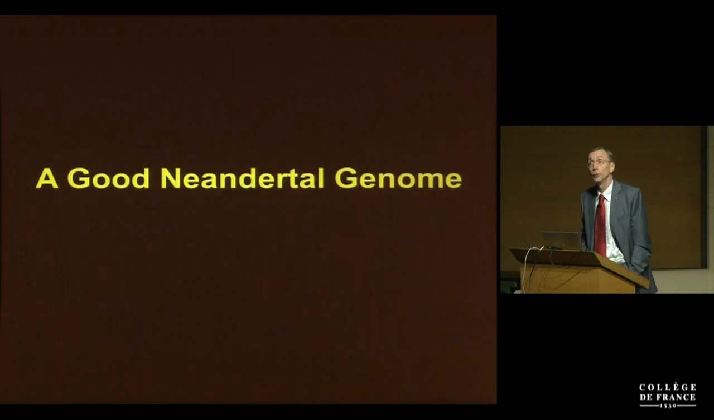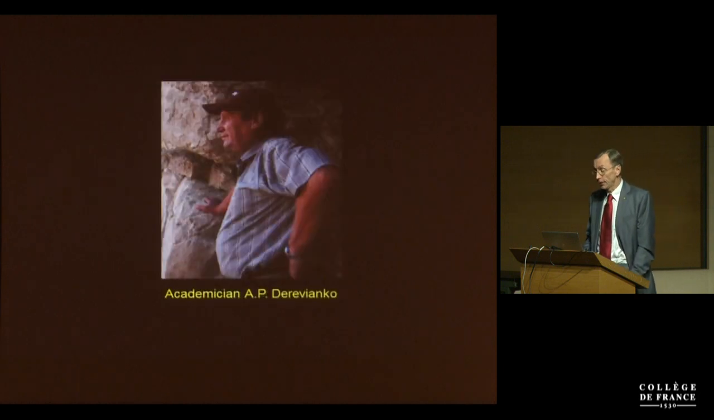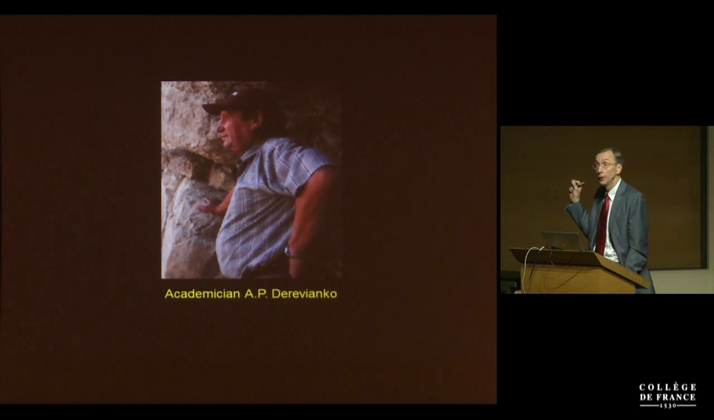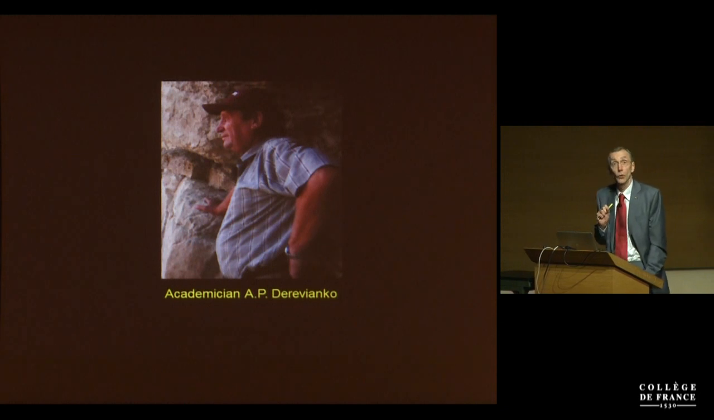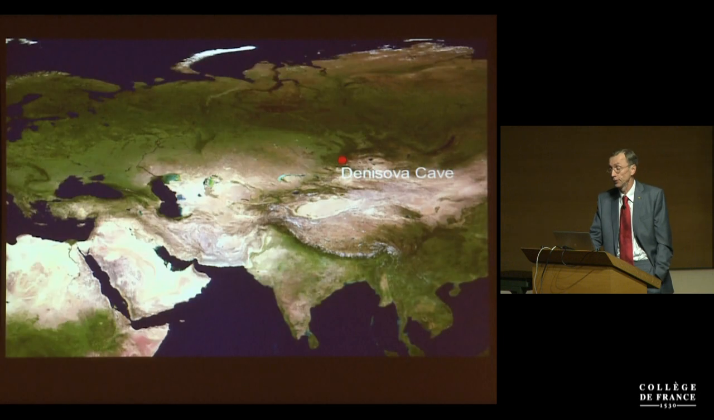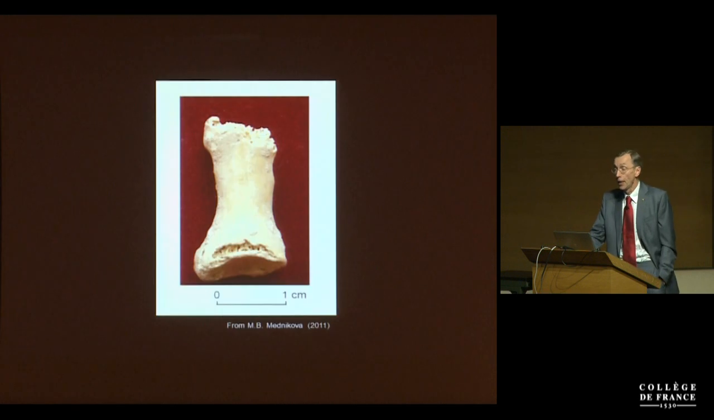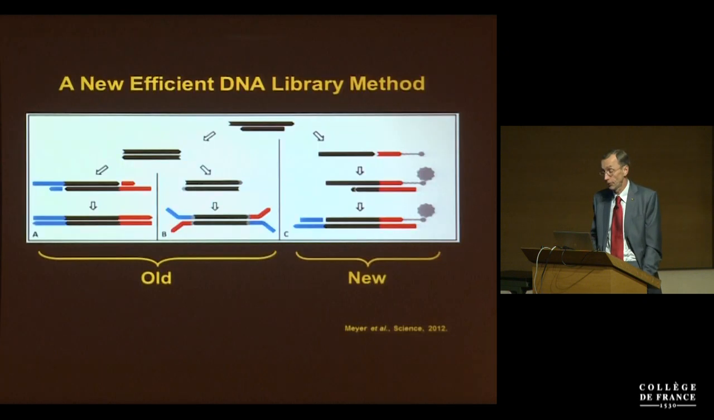What has then happened over the last years is that last year we produced a very good quality Neanderthal genome, and that is really thanks to our collaboration with Russian colleagues, particularly Anatoly Derevyanko, who excavates at a site called the Denisova Cave in southern Siberia, a beautiful area, where in 2010 they found this little toe bone that turned out to come from a Neanderthal.